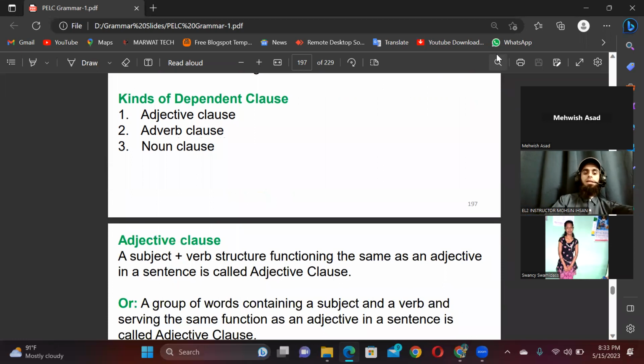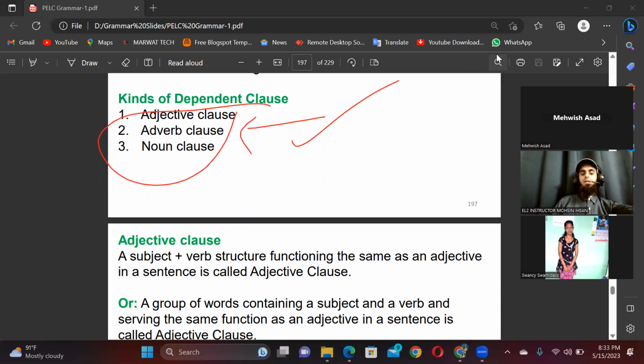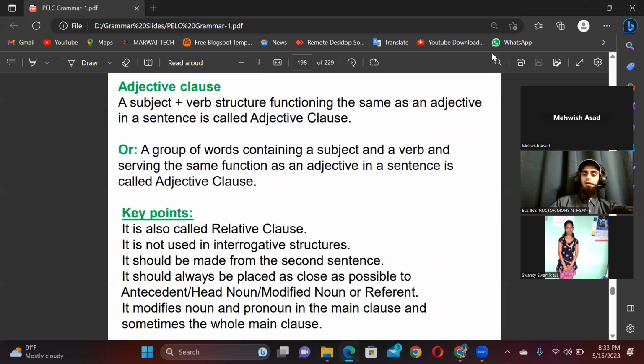Yes. Okay, let's go through the kinds. There are three kinds, and those are very easy. Dependent class is divided into three categories: adjective, adverb, and noun class. And each has its own idea. Firstly, we have adjective class, and adjective class is also called relative class.